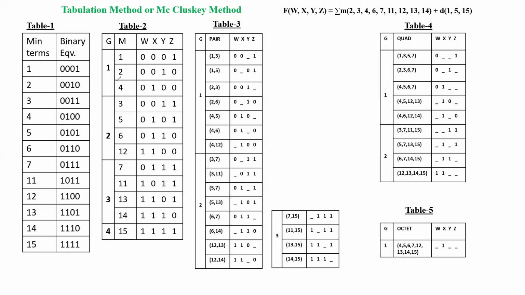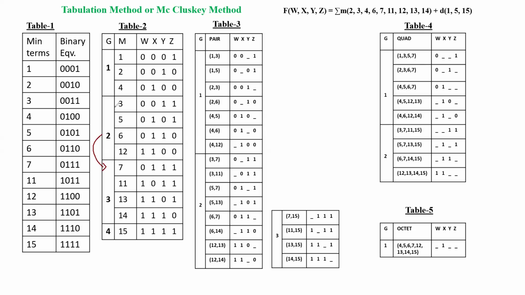So like this, one min term of one group, we are going to compare with all min terms of the next group. If only one bit is changing, we'll make the pair, and in the bit that is changing, we will write the underscore. Next, we are going to compare group 2 with group 3.